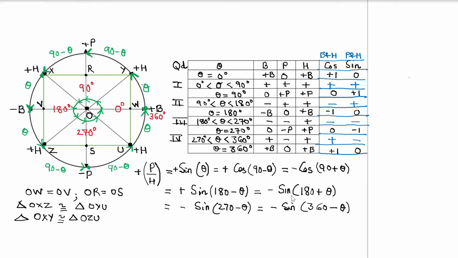So once you have done this, you already know that the value p by h is equal to sine theta, which is equal to cos of 90 minus theta, which is equal to minus times of cos of 90 plus theta, which is again equal to plus times of sine of 180 minus theta, which can also be equated to minus times of sine of 180 plus theta, which finally can be equated to minus times of sine of 270 minus theta and minus times of sine of 360 minus theta. Okay, so you can finally relate to it. Once you have done this, it becomes easier for you to relate with all the values of various trigonometric ratios that you are supposed to find out.